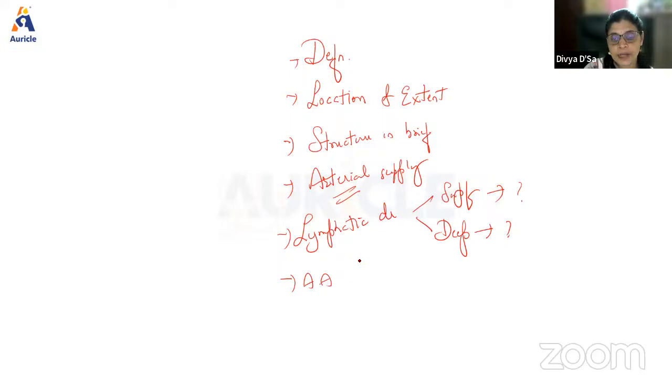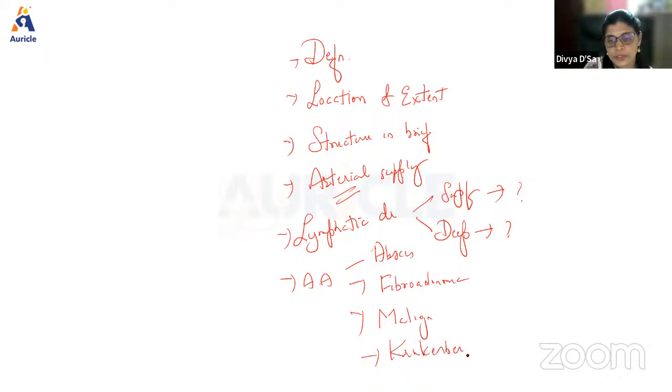When you write about applied aspects, the common things which we see should be written first. So abscess, then we have fibroadenoma, which is a benign tumor. Enlargement we can see. Usually it corresponds to the premenstrual time and then decreases in size, basically because of the hormonal regulation there. And then we see malignancy and Krukenberg tumor. Krukenberg is very important; we need to mention it.